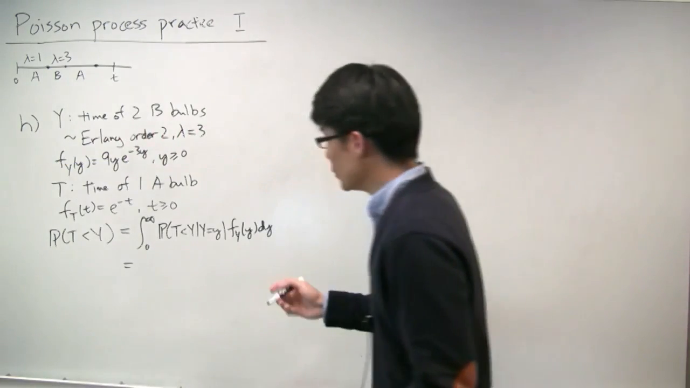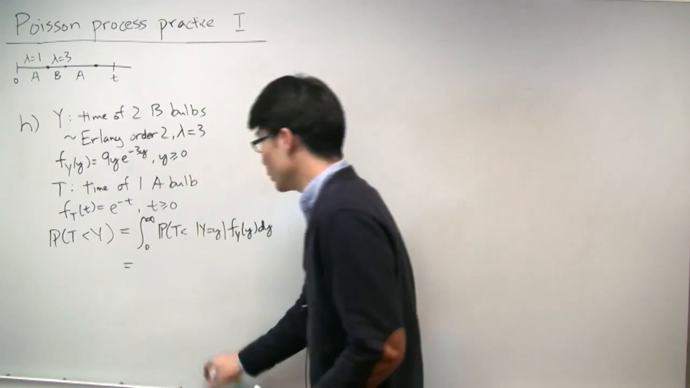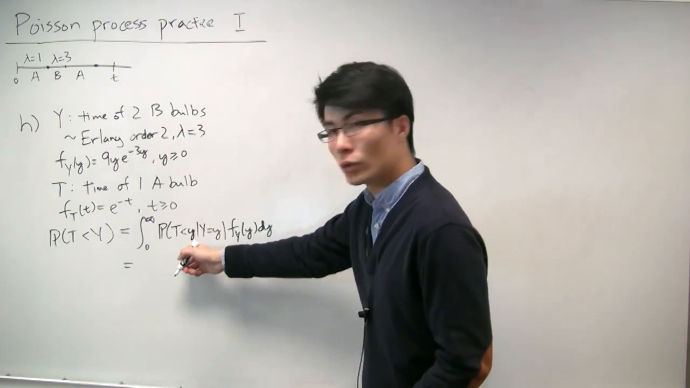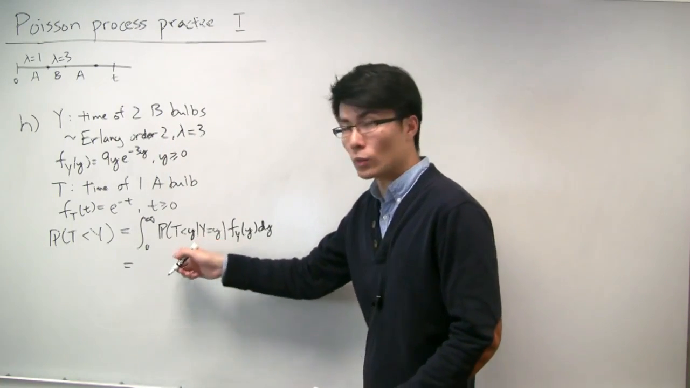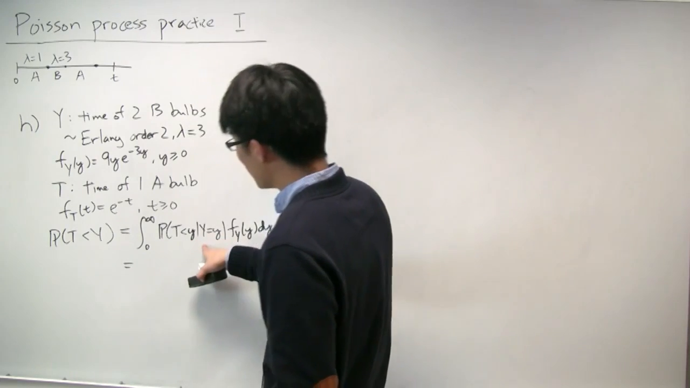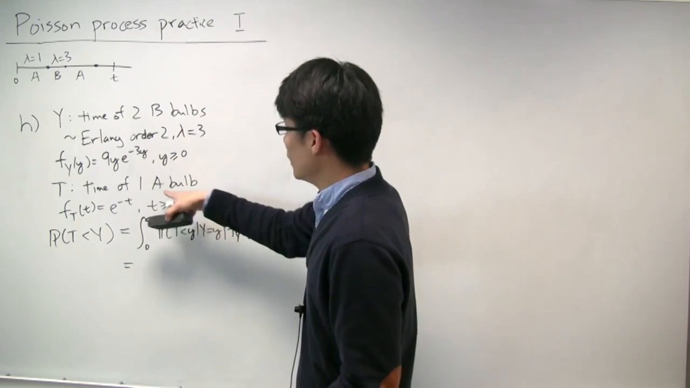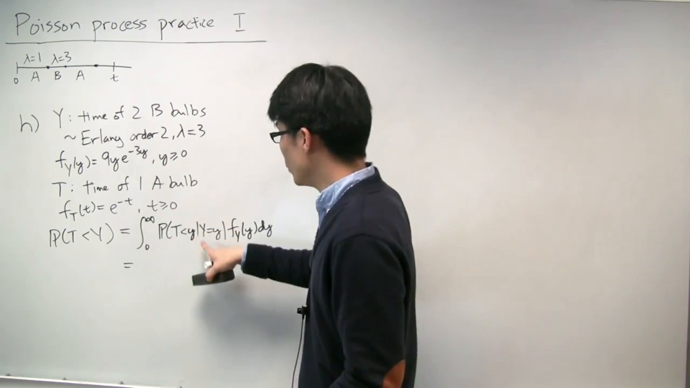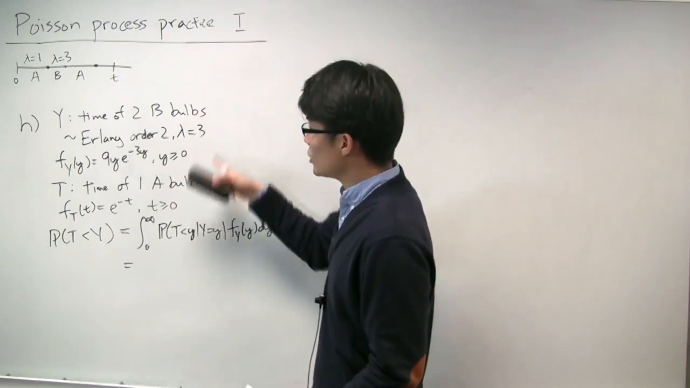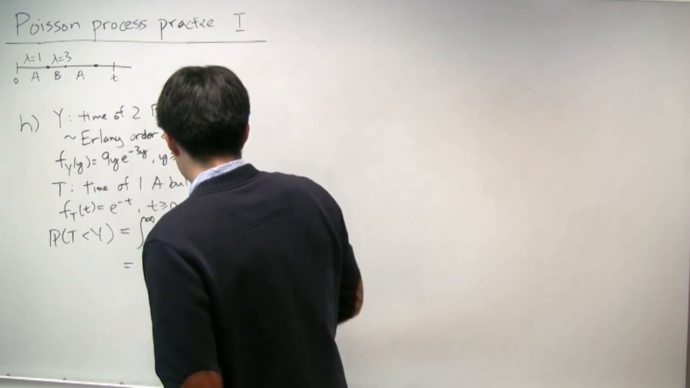Okay, so what does that equal? Well, the first thing we can do is we can replace this random variable, capital Y, with some number, little y, because we're conditioning on Y being equal to little y. And the second thing we can do to simplify this is we can actually remove this conditioning. And the reason for that is T and Y are independent because T is related to the duration of type A bulbs, and Y is related to the duration of type B bulbs. And we're told in the problem that these durations are independent. And so we can get rid of this conditioning. And now we just have this.